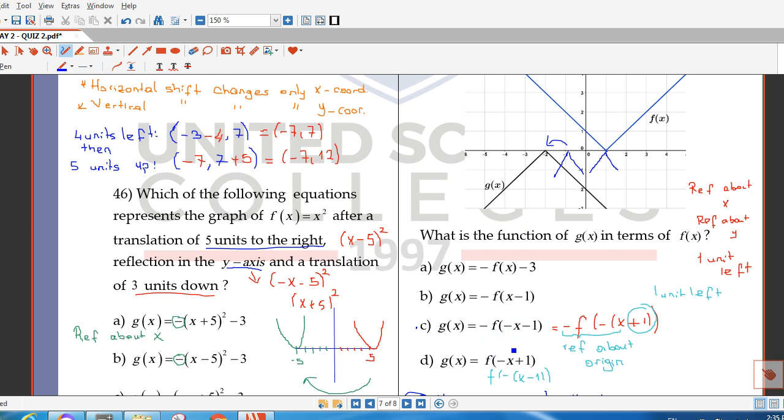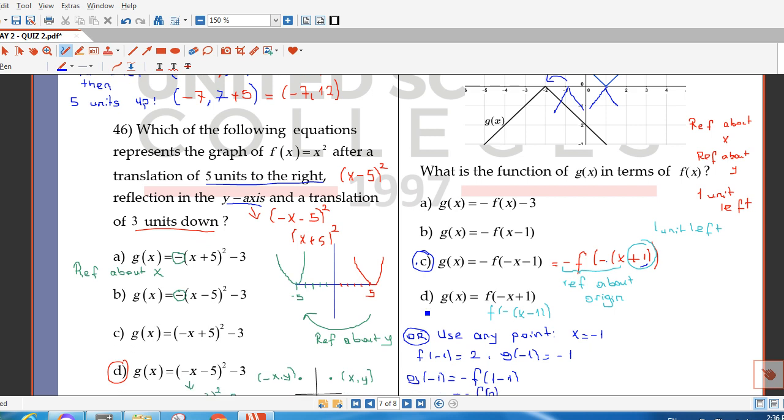C or D, there is minus in front of x. If there is minus in front of x, take minus as a common factor. Minus in front of x, minus in front of f, both of them are changing. So there is reflection about x, reflection about y. In general, there is reflection about origin. And then this number will be used as a logic of horizontal shift. There is a shift 1 unit to the left. Reflection about x, then reflection about y, and then shift 1 unit to the left. Answer is C.